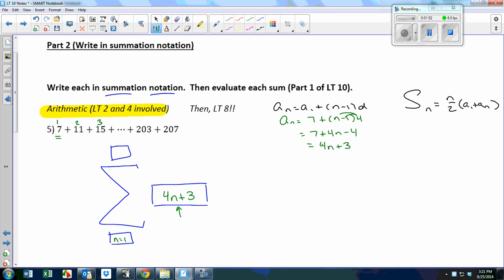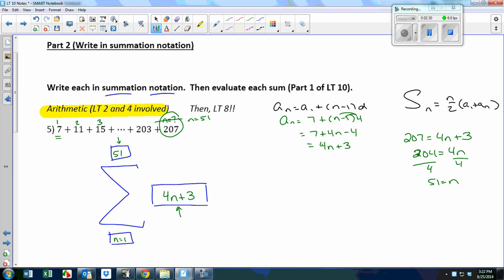The last thing I need to know is what number to put at the top of the sigma. It goes with the 207. So what is the n? What term is 207? Is it the 50th, the 20th? I don't know. But we just wrote an explicit rule, 4n plus 3 for all the terms. So we can take 207 and set it equal to 4n plus 3 and solve for n. Subtract 3, so 204 equals 4n, divide by 4, and 51 equals n, which means 207 is the 51st term. So 51 goes there. And we have checked.